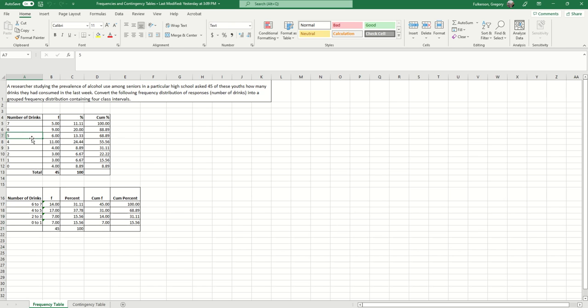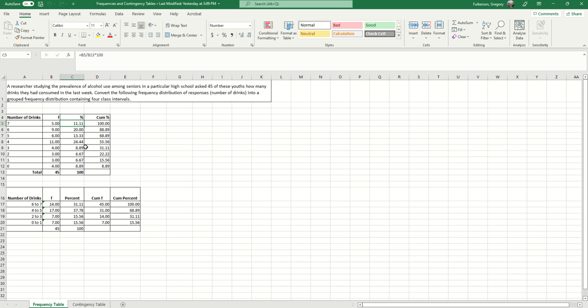So let's just start with the initial data given by the problem. So we had 5 seniors who claimed to have 7 drinks in the last week, 9 who had 6, 6 who had 5, and so on. One thing we always want to do is find out the percent or the proportion of the total falling into each category, because that'll help us understand the pattern involved here.